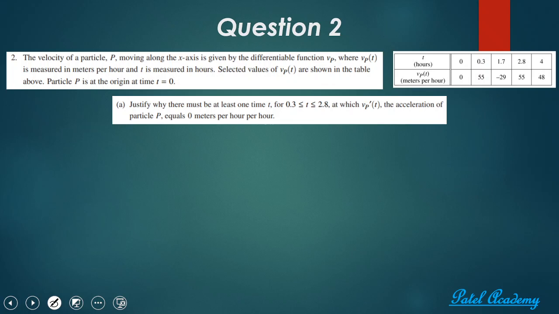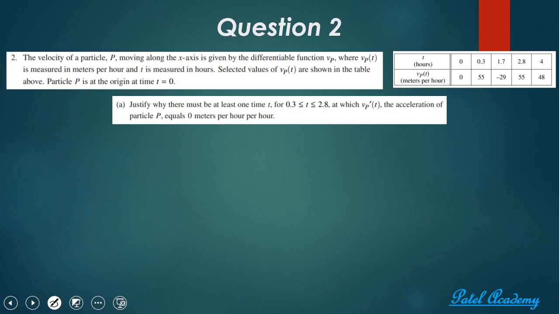So question A asks, justify whether there must be at least one time within this interval at which the derivative of the velocity, so the acceleration function of this particle, is 0. Now, in this case, when we're saying justify, you should immediately think theorems.